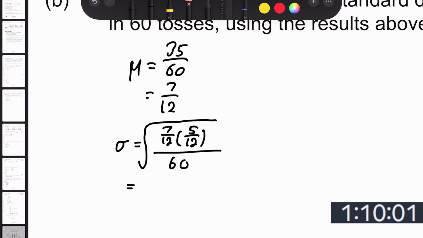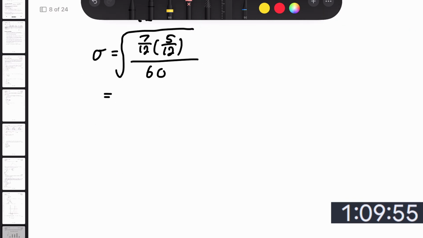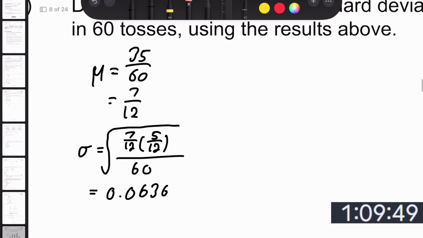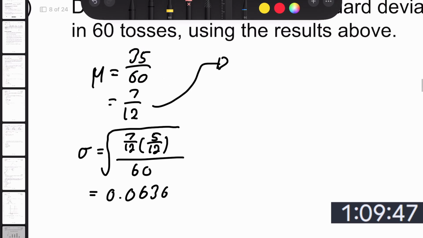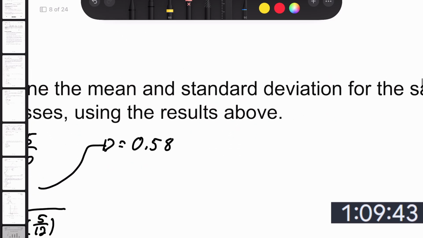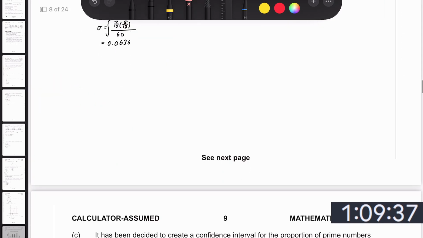So let's put this in my calculator. The square root of 7 over 12 times 5 over 12 over 60. And I get 0.0636. And put this up here. Just write the value again. 0.583. Sometimes I have troubles writing 3, so I'm not sure why.